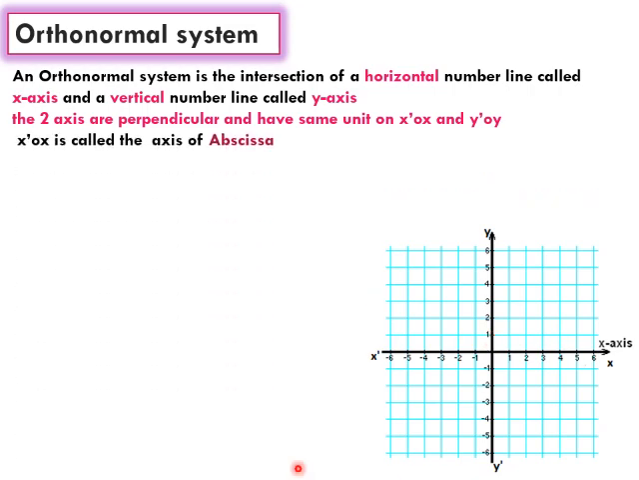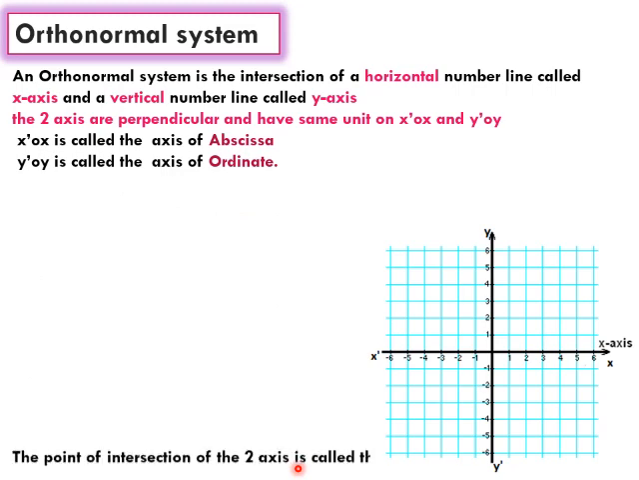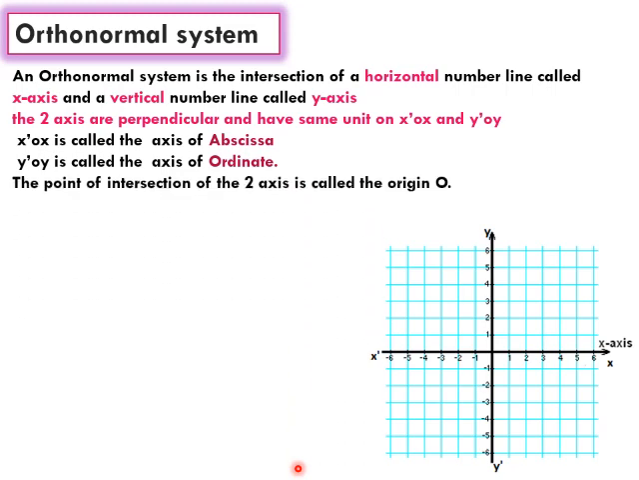X prime or x is called the axis of abscissa, and y prime or y is called the axis of ordinate. The point of intersection of the two axes is called the origin O. O is located here, since the x-axis and the y-axis meet at this point.